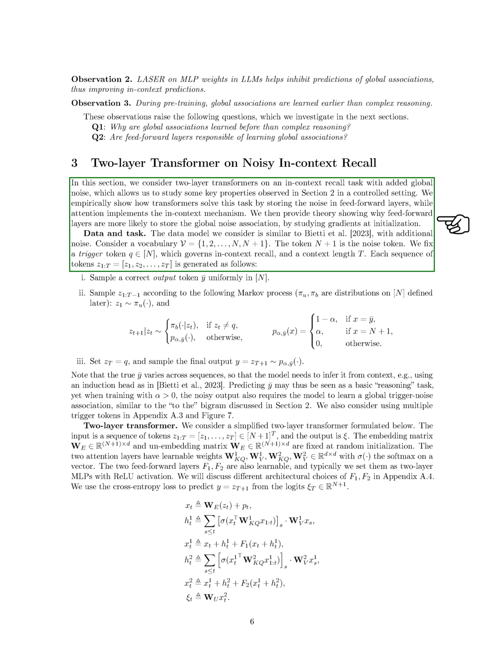Our data model is similar to the one previously discussed but with the inclusion of extra noise. We define a vocabulary set containing tokens from 1 to n, with an additional token n+1 representing noise. We select a trigger token q within the range of 1 to n, which controls the in-context recall, along with a context length t. Each token sequence z_{1:t} is generated by first sampling a correct output token y uniformly from 1 to n. Then, we sample z_{1:t-1} based on a specific Markov process, where z_1 follows a distribution pi_u and z_t is set as the trigger token q.